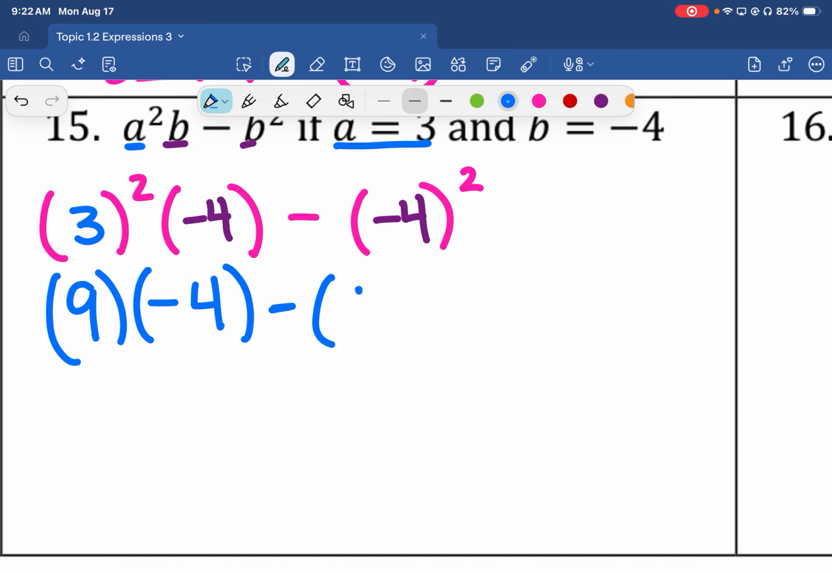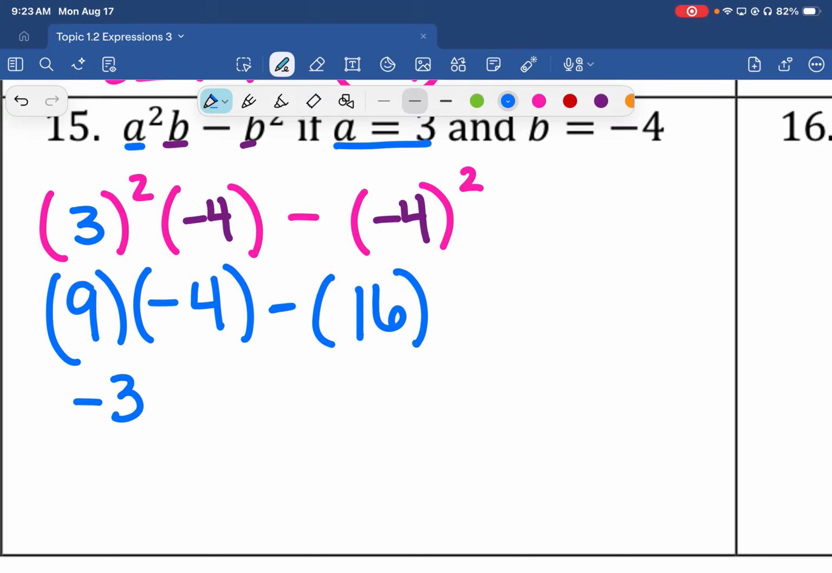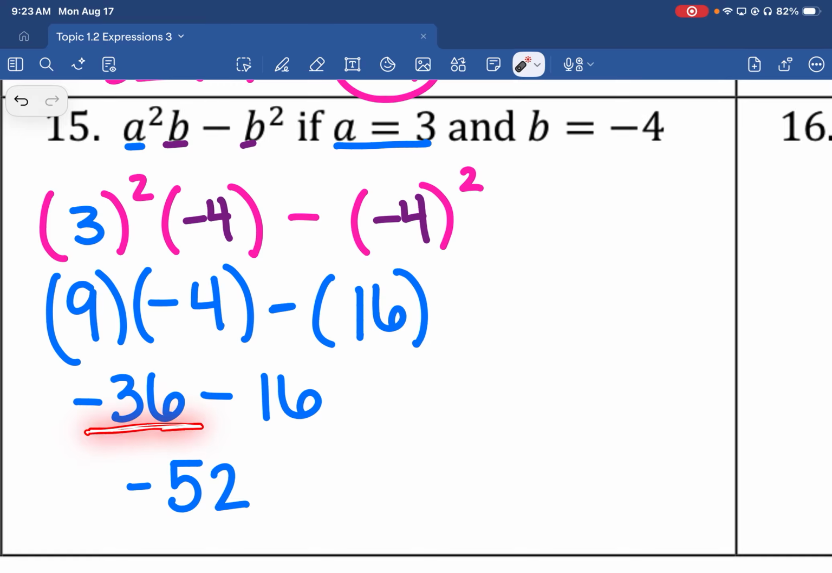What is a negative times a negative? Positive 16. Okay, but this negative stays outside because is it in that parentheses? No. Okay, so now what do we do after that? Multiply 9 and 4. What is 9 times -4? Negative 36. So we have -36 minus 16, which gives us negative what? 52. Okay, because since it's -36 and we're taking away 16 more, it's going to get more negative.